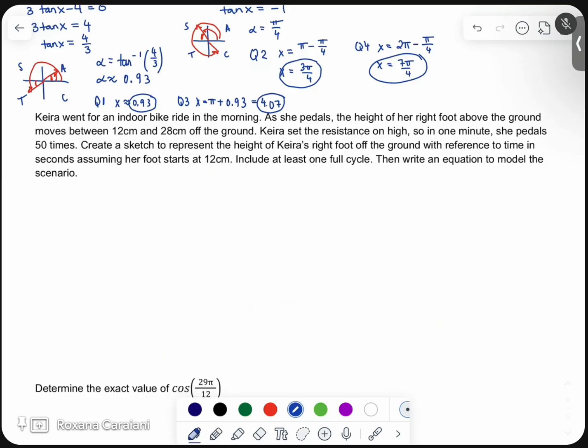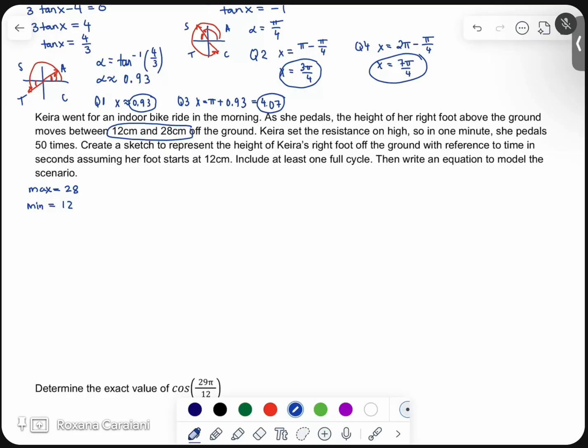Kira went for an indoor bike ride in the morning. As she pedals, the height of her right foot above the ground moves between 12 and 28 centimeters off the ground. So this right here is reminding me of max and min values. So a maximum of 28, a minimum of 12. This is going to allow me to find the central axis value, so the midline, the amplitude.